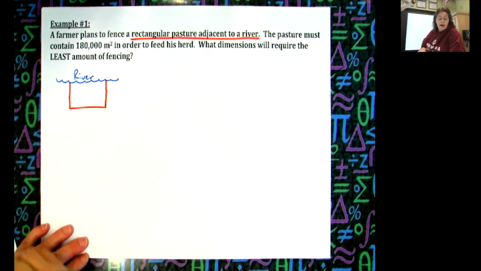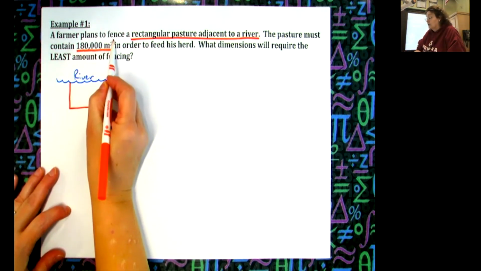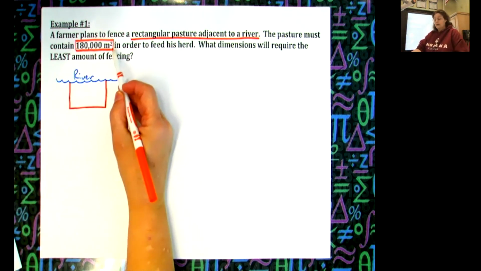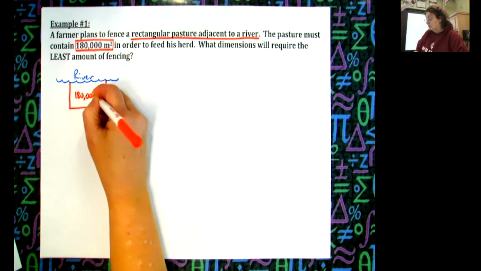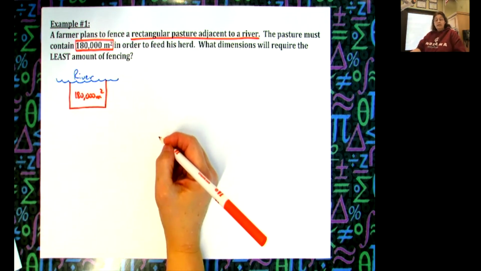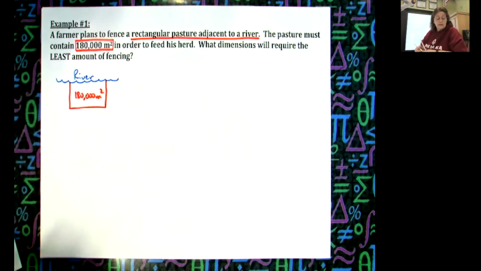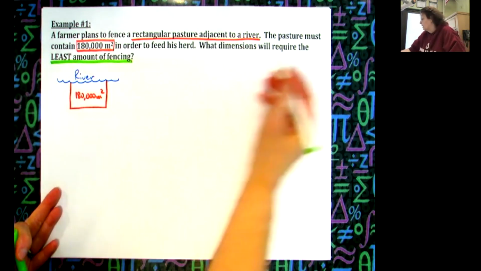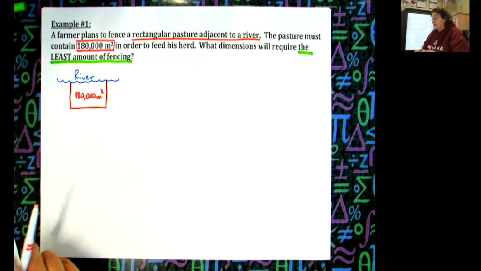The pasture must contain 180,000 square meters. Well, square meters tells me the area of this. So let's go ahead and just put that in the middle, 180,000 meters squared. What dimensions will require the least amount of fencing? I definitely want to do least amount of fencing. I'm going to do that in green. The least amount of fencing tells me it's a minimum problem right there.